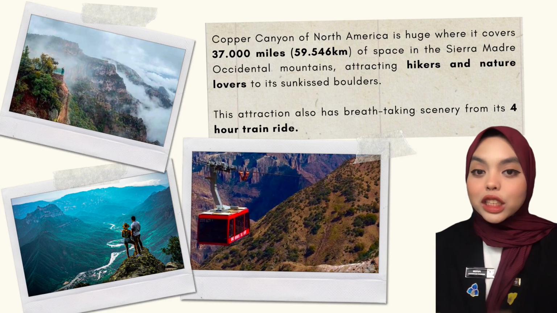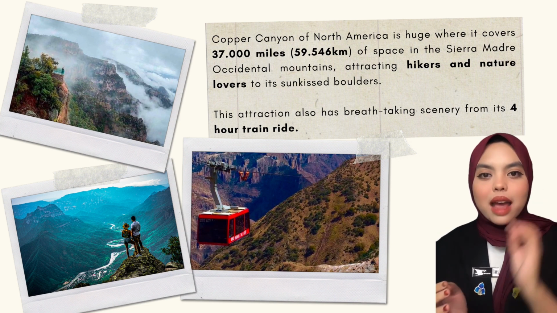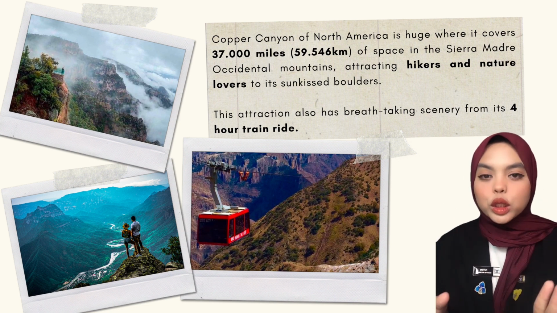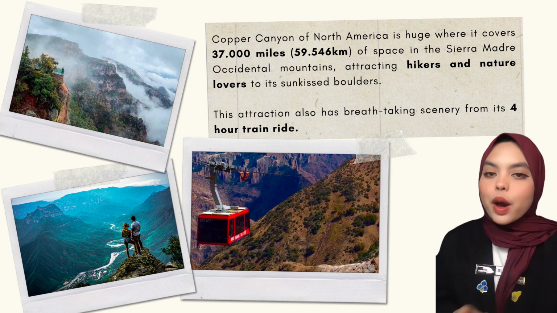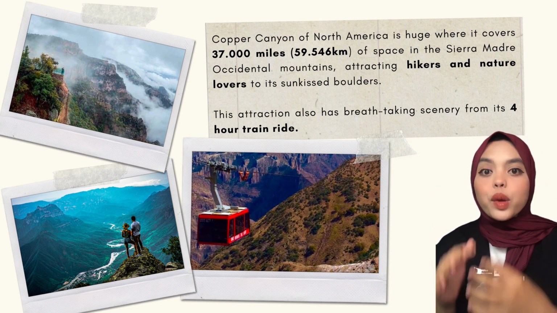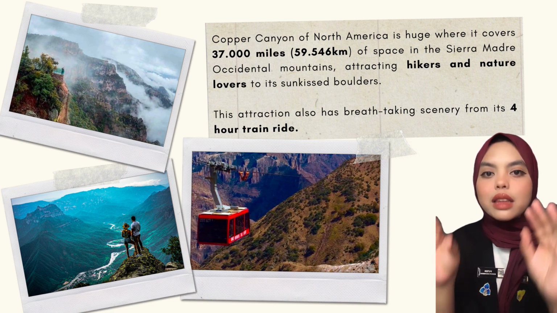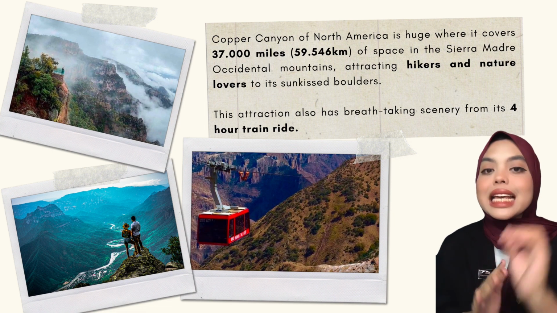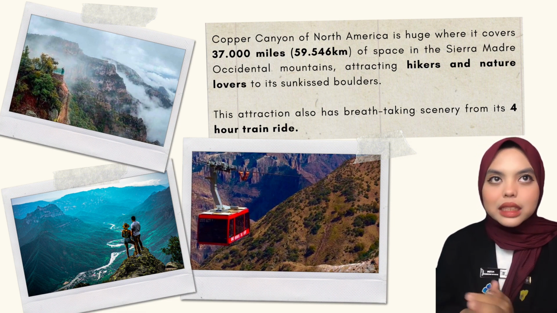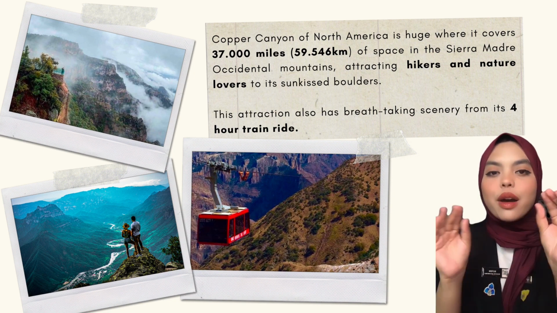And as you watched our video just now, the last famous top attraction in Mexico goes to Barranca del Cobre. Okay, this is the Copper Canyon of North America, which is huge, covering 37,000 square miles in the Sierra Occidental Mountains, attracting hikers and nature lovers to its sun-kissed boulders.